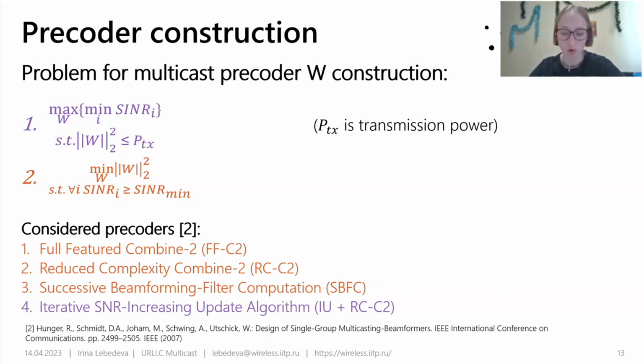The problem of precoder construction is in fact hard, so there are a lot of approaches to solve it. The authors of paper 2 suggested four algorithms of precoder construction, which solve these optimization problems. The first, second, and third algorithms solve the second problem, and the fourth algorithm solves the first problem.